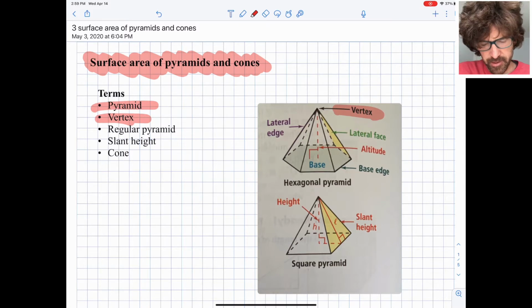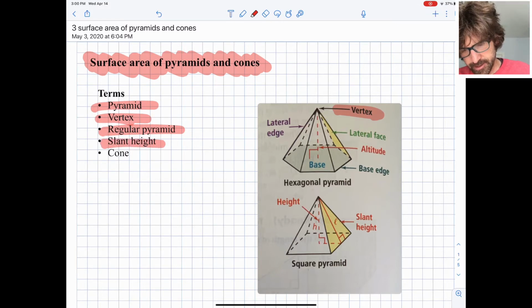And there are some terms that we need to be able to understand. A regular pyramid is simply a pyramid that has a regular polygon as its base, so a square pyramid or a regular pentagonal pyramid, for example. The slant height is really important. It's the slanted distance that's along the center of a face of a pyramid. The pyramid's lateral faces are going to be triangles, and the slant height you can think of as the height of that triangle.